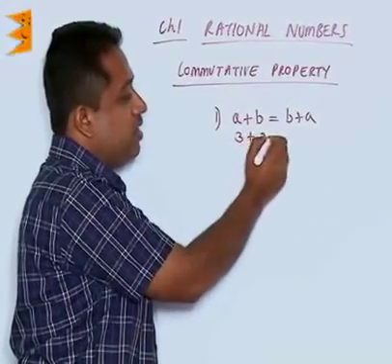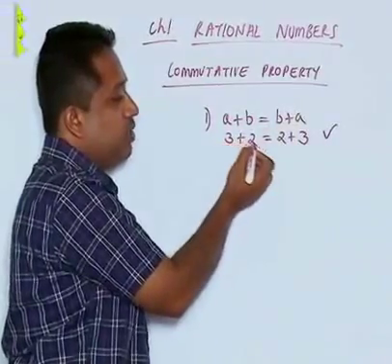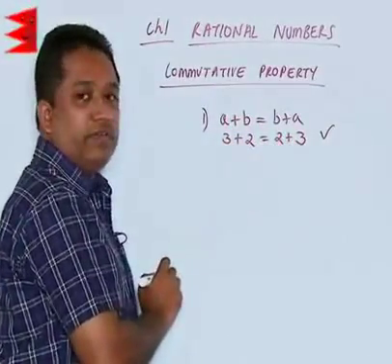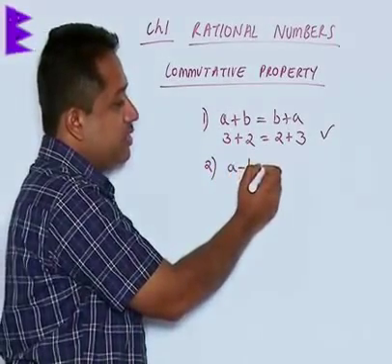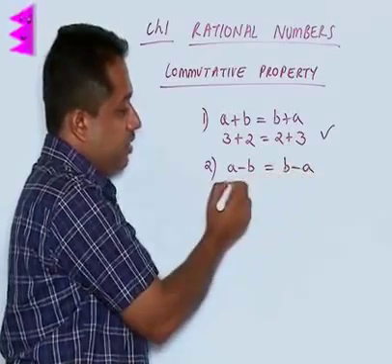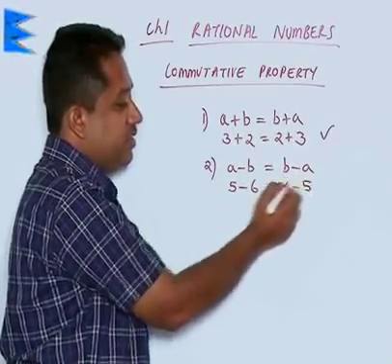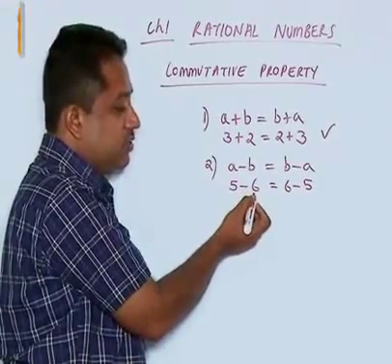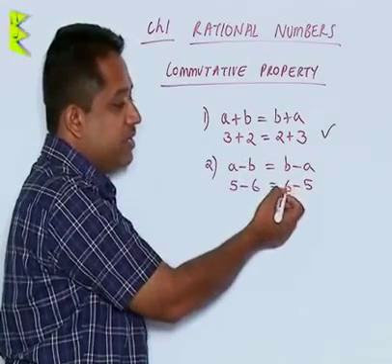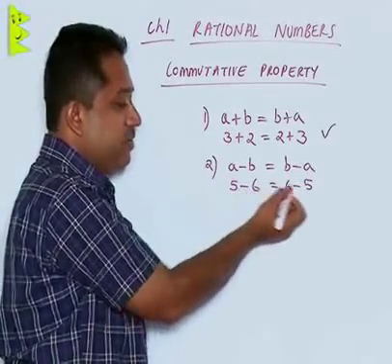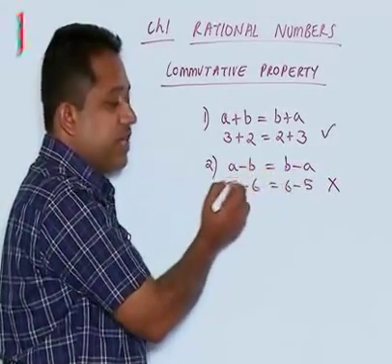So when we add 3 and 2, is it the same as 2 plus 3? The answer is yes, because 3 plus 2 is 5 and 2 plus 3 is also 5. If we look at the case of subtraction, is A minus B the same as B minus A? Let's take the example, is 5 minus 6 the same as 6 minus 5? The answer is no, because 5 minus 6 is going to give you minus 1, whereas in the case of 6 minus 5, the answer is positive 1. So here we have minus 1, here we have positive 1.